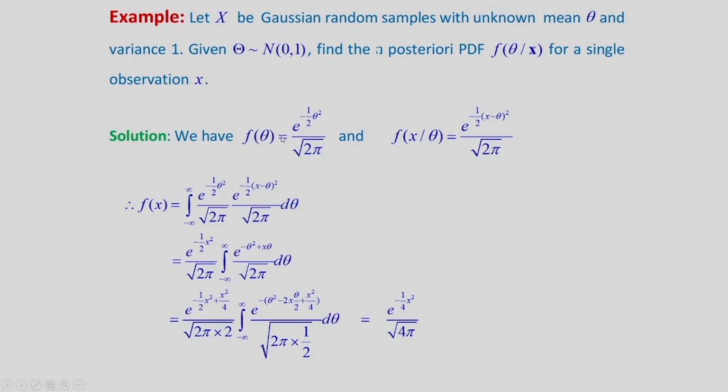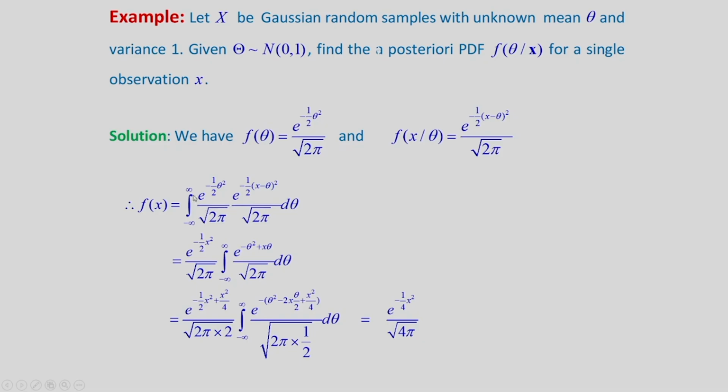So, the prior f(theta) will be e to the power minus half theta square divided by root over 2 pi, and the likelihood function or conditional PDF is given by f of x given theta is equal to e to the power minus half of (x minus theta) whole square divided by root over 2 pi. So, we have to find out the marginal PDF f(x).